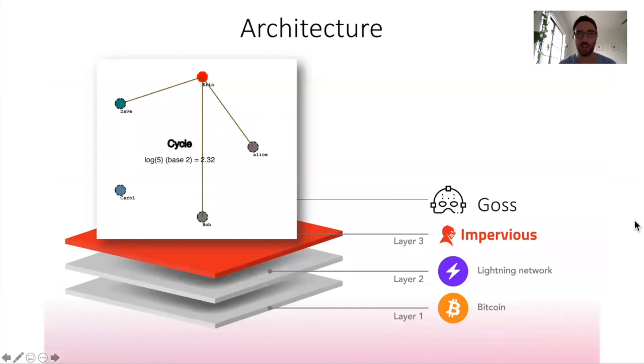Here's a diagram of the architecture. We've got Bitcoin on layer one, Lightning on layer two, and Impervious on layer three. On top of that is my application Goss. It's really just a simple gossip protocol using messaging and Federation APIs.